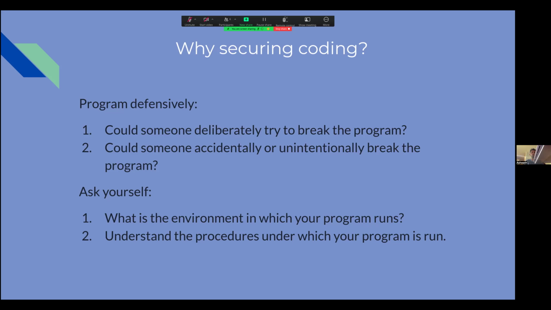There are a couple of questions that lead to secure coding or secure programming as an answer. The first thing is, could someone deliberately try to break the program? As we write software, one of the most important considerations is whether there is a possibility of a malicious actor actively trying to exploit the system. Is there a person who is really focused and technically skilled enough to break the system? Yes, of course there is. There are a lot of reasons for that.